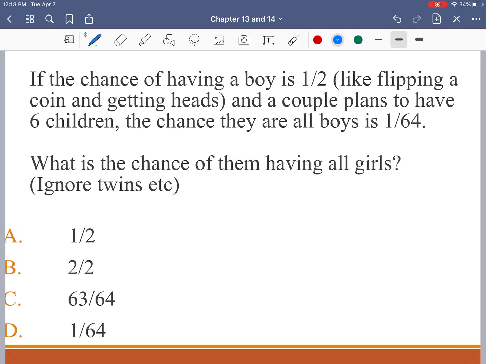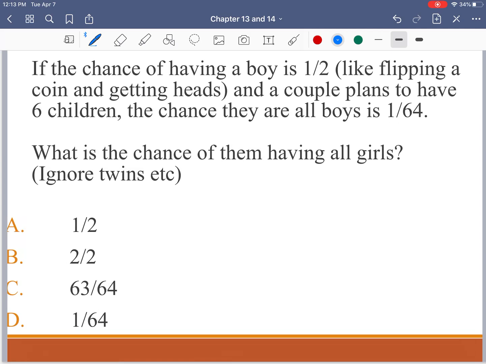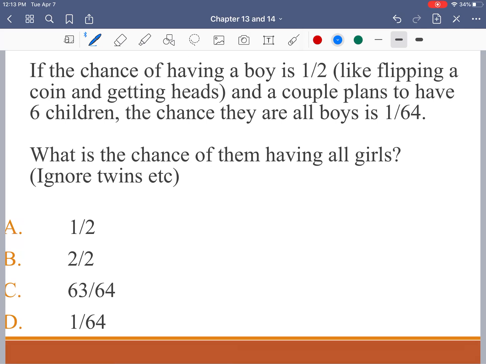If the chance of having a boy is 1/2, like flipping a coin and getting heads, and a couple plans to have 6 children, the chance they are all boys is 1 out of 64. What is the chance of them having all girls? Okay, so we're just saying genetics doesn't play into this at all. We're just saying that there's a 1/2 chance of the baby being a boy, 1/2 chance of the baby being a girl. Let's look at this 1 out of 64 first.